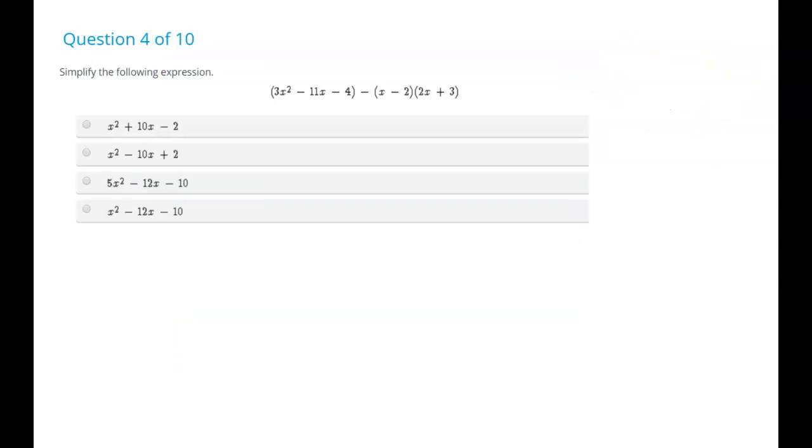Number 4. This one should be easy enough. You're simplifying. Again, I would recommend taking these two. Maybe you want to do it like this, and you say, okay, this is x minus 2 times 2x plus 3, and FOIL it.